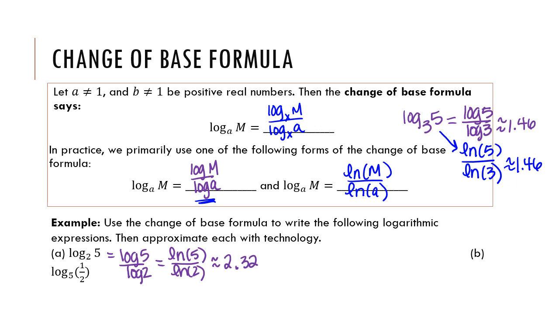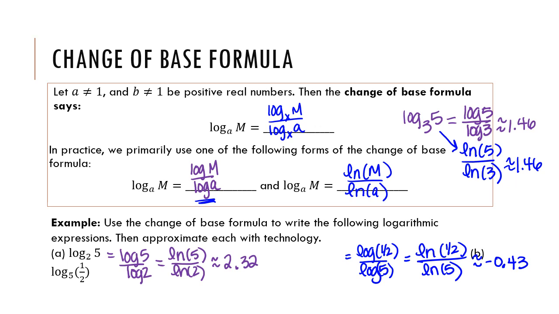Same thing for letter B. So I could rewrite this as log base 10 of 1/2 over log base 10 of 5. Or I could rewrite it as the natural log. No matter which one you decide to use, when you input that into your calculator, you're going to get about negative 0.43. So that's our last big formula that we're learning about for logarithms.